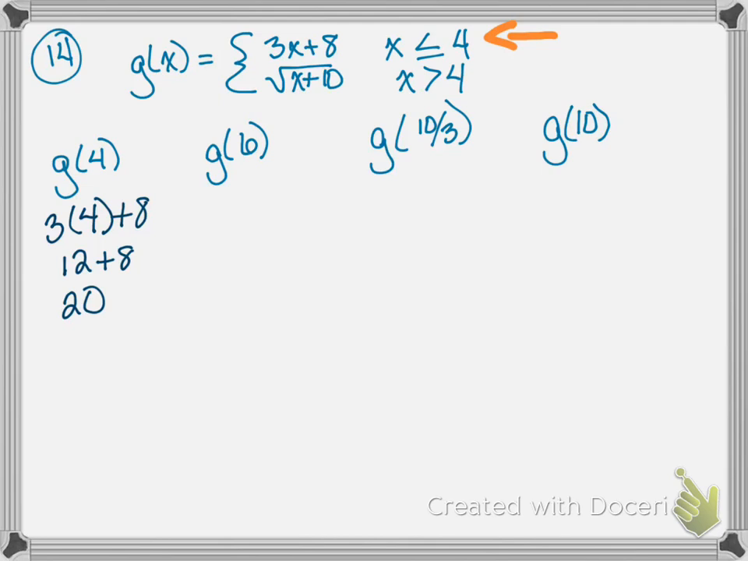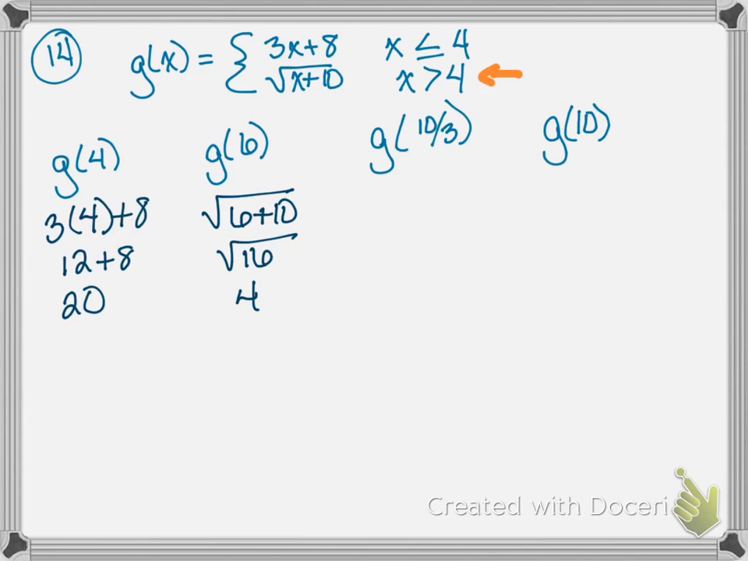Now, for g of 6, we are going to use the second function, the second rule, the square root of x plus 10. Okay, so I'm going to plug 6 into that x. So I have the square root of 6 plus 10, which is the square root of 16, and the square root of 16 is 4. So for g of 6, we use the lower function because 6 is greater than 4.